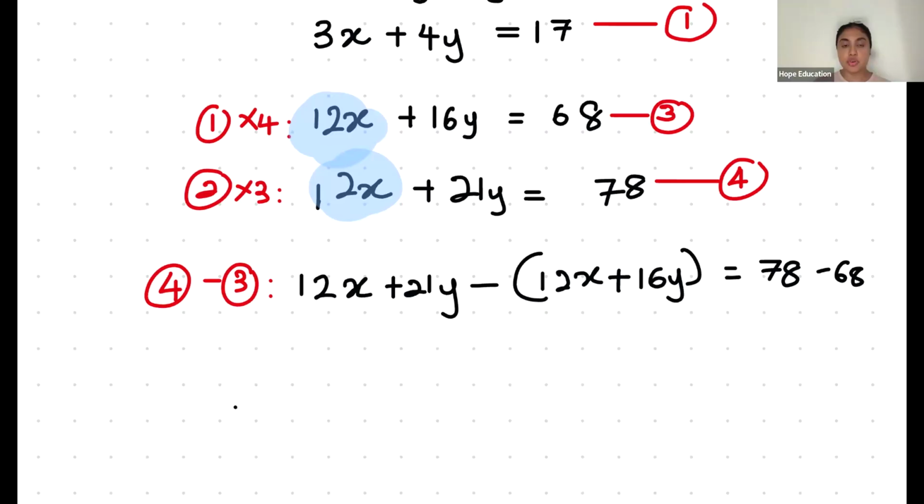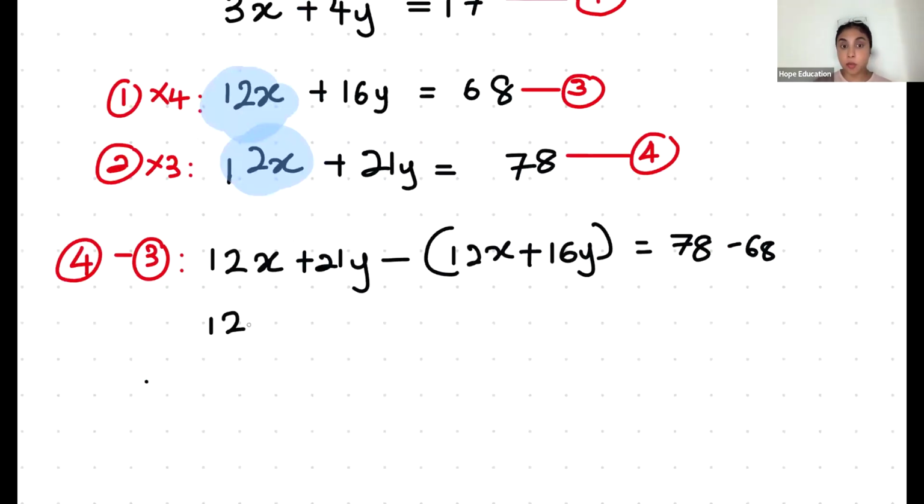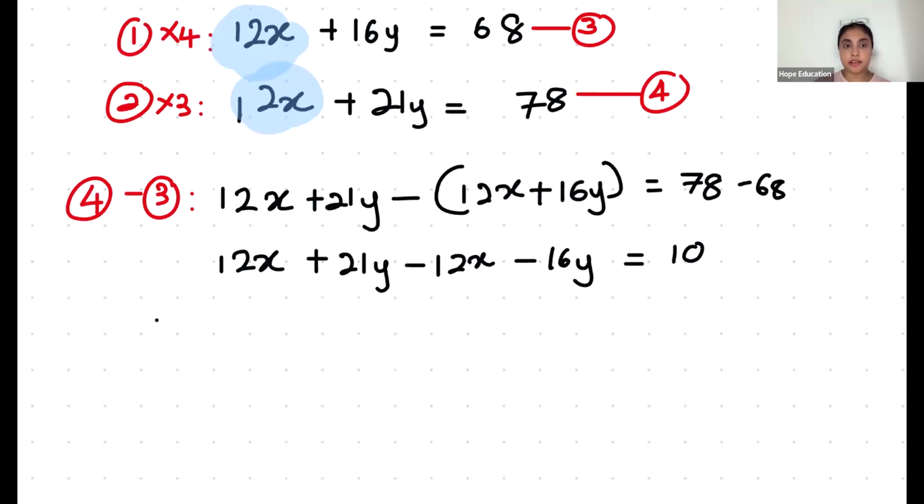All right, Lamai. So then 12x plus 21y, minus times plus 12x is minus 12x, minus times plus 16y is minus 16y, equals 78 minus 68, that is 10. So plus 12x minus 12x cancel. We have 21y minus 16y, and that is 5y equals 10, which means y equals 2. Up to that point, is it clear, Lamai?